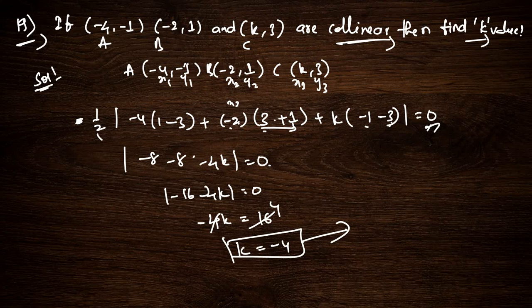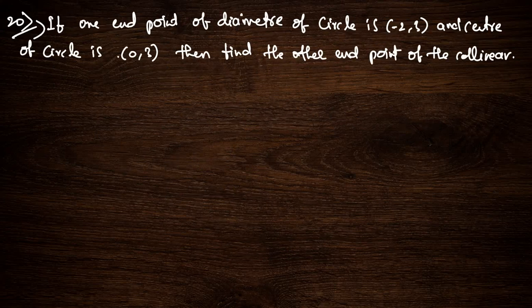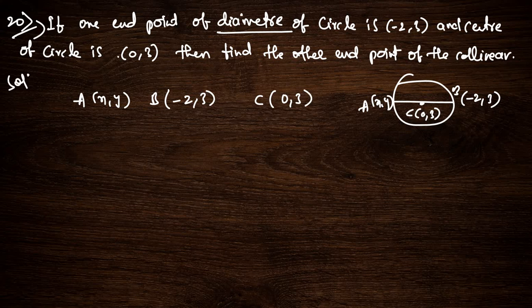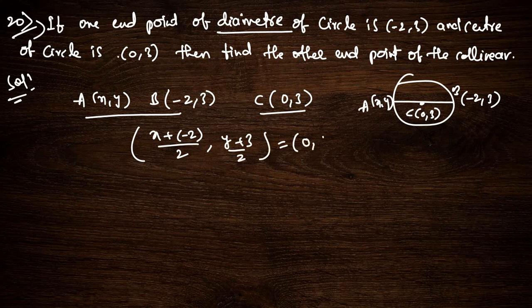Now moving to the 20th question. The 20th question is about the diameter of the circle, which we already did. We have to take the diameter, and the center is given as 0 comma 3 and the other point is given as minus 2 comma 3. So this is the center, this is B, this is A, x comma y we have to find. So A is x comma y, B is minus 2 comma 3, and center C is equal to 0 comma 3. So solution here: the midpoint of these two points is equal to this one. So x plus minus 2 divided by 2 and y plus 3 divided by 2 is equal to 0 comma 3.